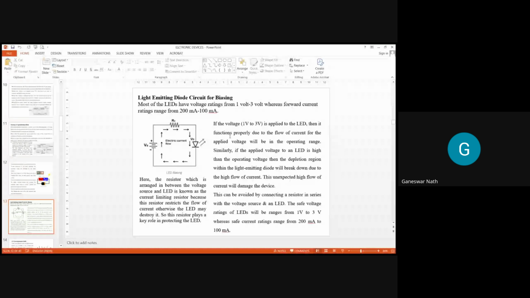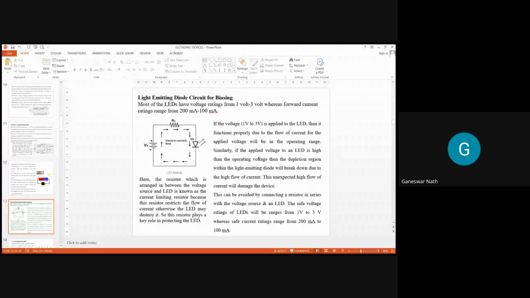And you can see that if a voltage of 1 to 3 volt is applied to the LED, then it functions properly due to the flow of current from the applied voltage, and this will be the operating range. You can see this is a circuit diagram, where the LED is always connected in forward biasing condition. When you connect the power supply here, the current will start to flow through this resistor, and then from the P to the N type, and the current flow takes place in a clockwise direction here.